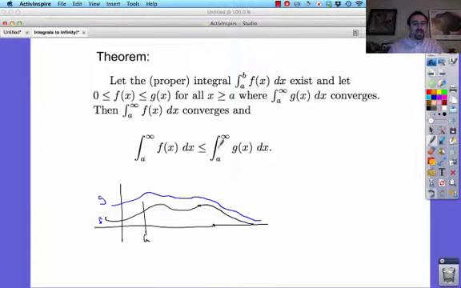Suppose that's the case. Then, if the improper integral from a all the way to infinity exists for g, then since g is always on top of f, the improper integral from a to infinity of f also exists. Okay, and it must be less than or equal to the original. So it's almost like a sandwich theorem for integrals.